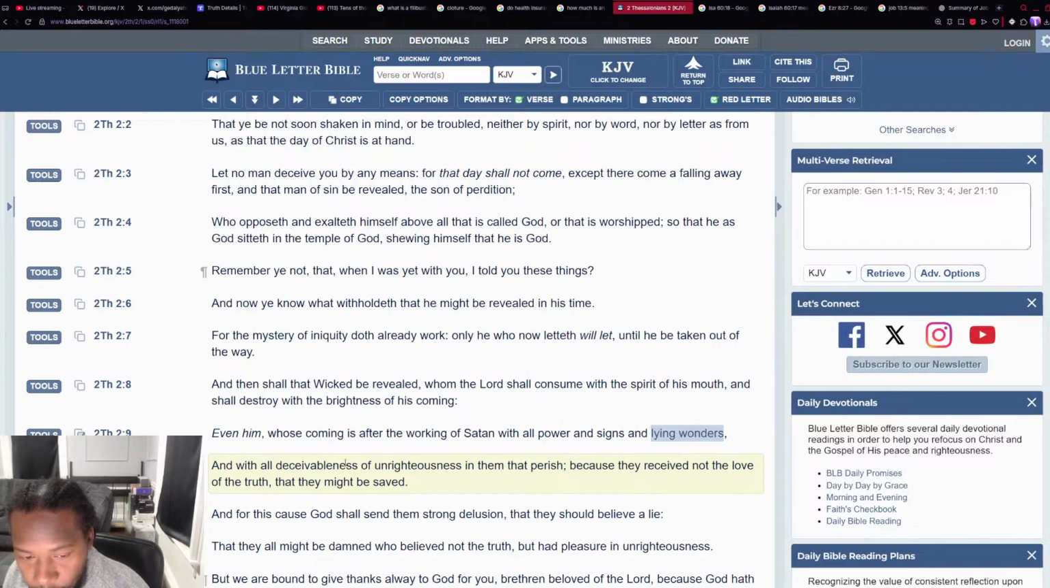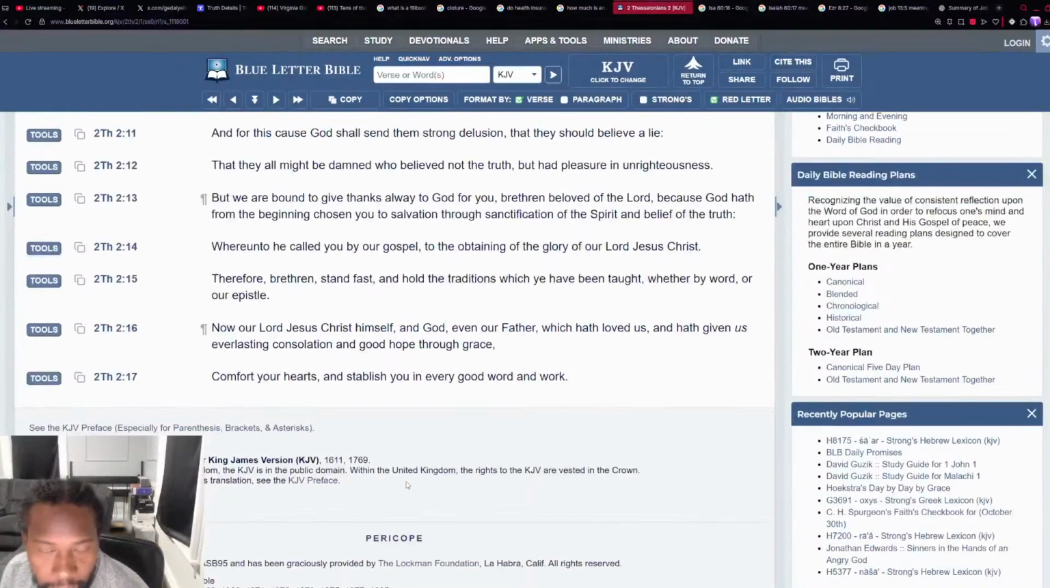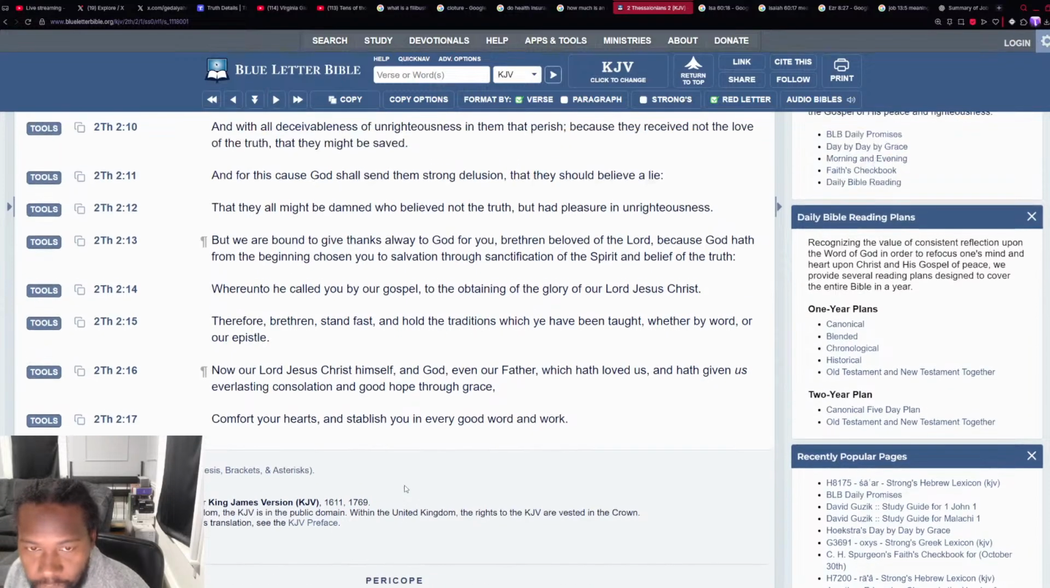And with all deceivableness of unrighteousness in them that perish, that's how he deceives you. Because they receive not the love of the truth, that they might be saved. And that's why you're going to die. You receive not the love of the truth. And for this cause, God shall send them strong delusion that they should believe a lie. And that's why you're going to be destroyed. You're going to believe that the MOTB's for your benefit. No, it's for your destruction.